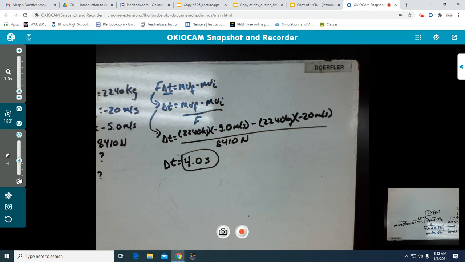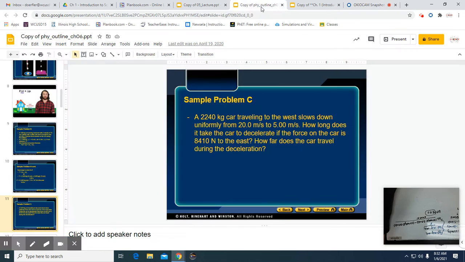The next part was how far does the car travel during the acceleration? Here's a couple key things, okay? First of all, we are told that the vehicle slows down uniformly. Now remember, just because it's slowing down does not mean it's not accelerating, okay? So it's accelerating uniformly from 20 meters per second to 5 meters per second. Uniformly is a key word, okay? And we're assuming that's going in a straight line because we're not told otherwise.